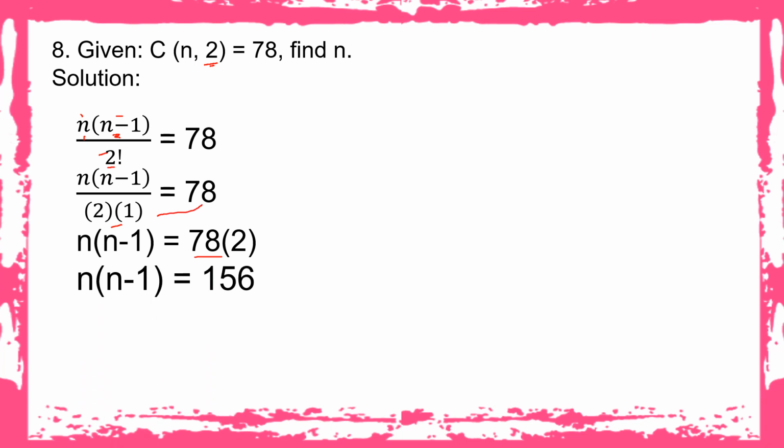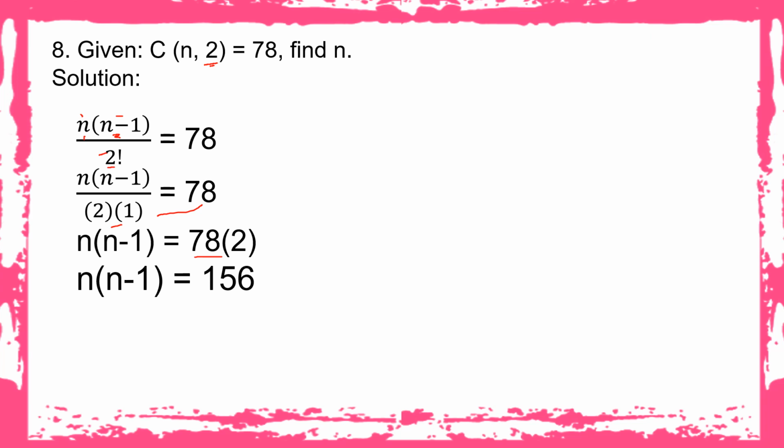And the answer is 156. So this time we are looking for 2 consecutive numbers or factors whose product is 156. So let us try 10 times 11. 10 times 11 is only equal to 110, so this is not equal to 156.